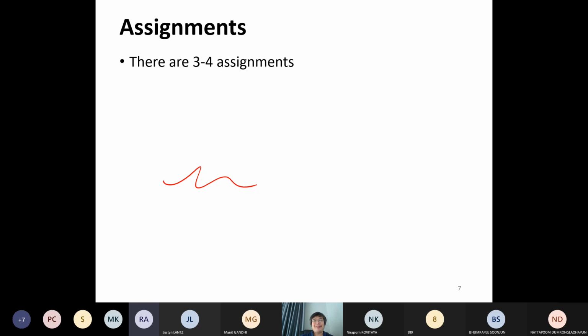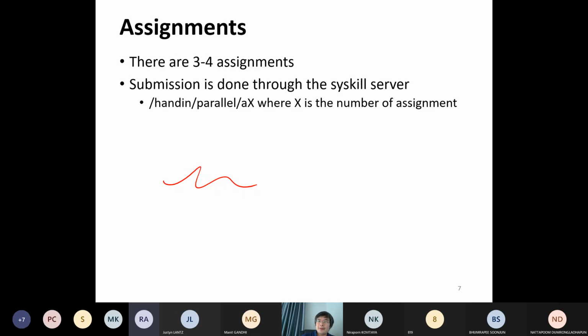Anyway, so we cover three to four assignments, likely three. The submission is done through the SysQ server in the folder called hand in parallel AX, where X is the number of the assignment. So the first assignment will be A1, the second assignment A2, and so on.